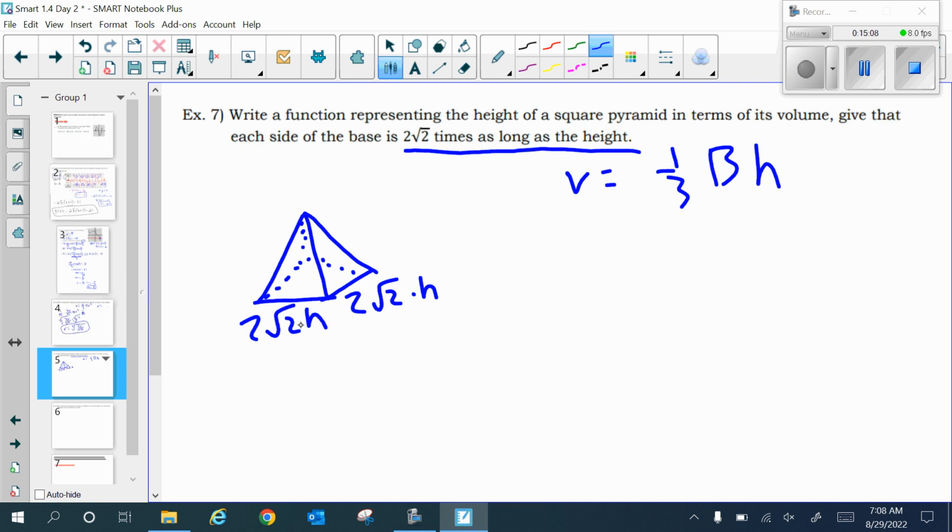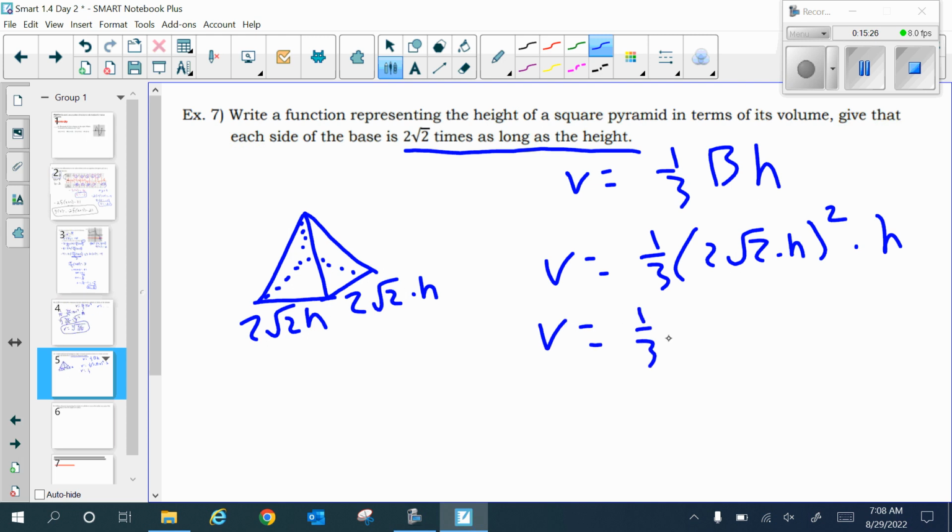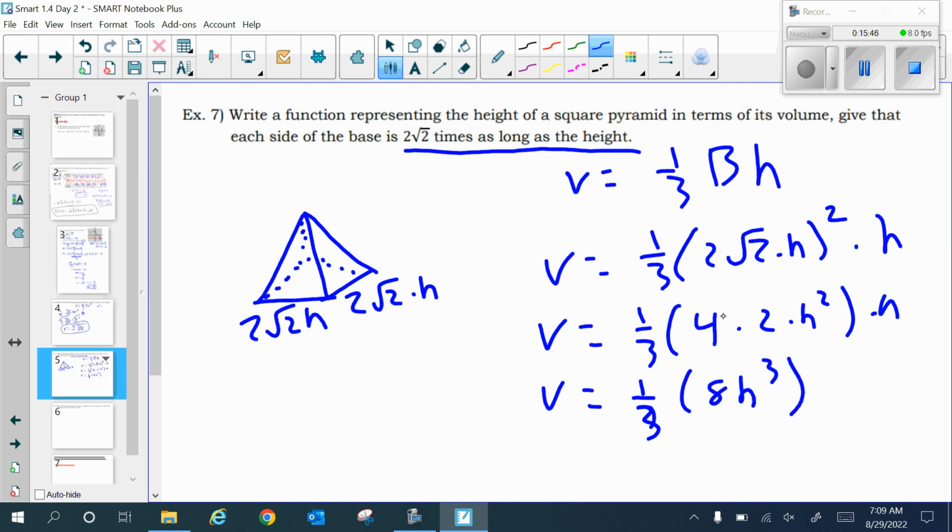So it's a square, right? The base of this pyramid is a square. So that means this volume will be 1 over 3 times 2 root 2 times the height, all squared, multiplied by the height. If I multiply 2 root 2 times h times 2 root 2 times h, what I get is 4 times 2 times h squared, because it's all multiplied together, I can distribute that exponent to each part. So I get v equals 1 over 3 times 8 h cubed, right? 4 times 2 is 8, h squared times h is h cubed.